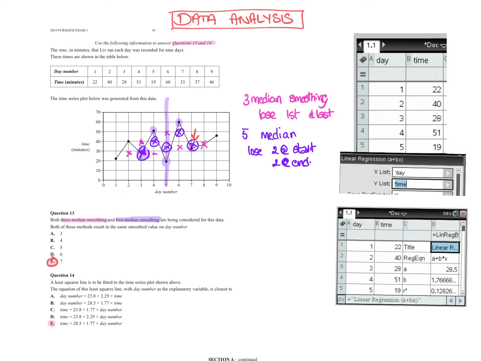The least squares line is to be fitted to the time series plot shown above. The equation for the least squares line, with day number as the explanatory variable, so you know that day is x, and time is y. When they say the least squares line, you just type the data into your calculator, lists and spreadsheets, which I've done up here. Then you do a linear regression, select day and time, and we're looking for an a value of 28.5 and a b value of 1.76. So that's how I found that.